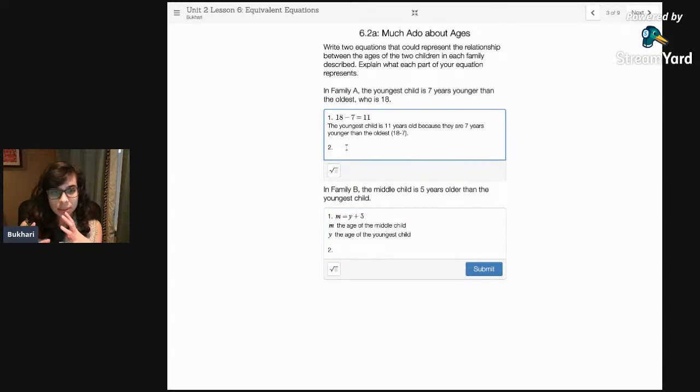And think about your equations themselves. Should they be similar to each other? Should they be different than each other? What facts are you working with? That's what you want to do as you're moving forward.